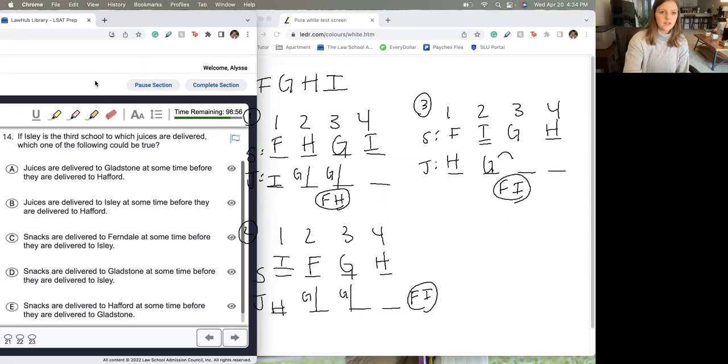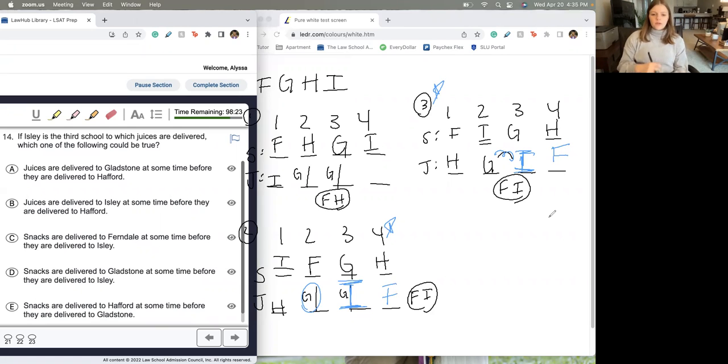Next one says, if I is the third school to which juices are delivered, which one of the following could be true? So first thing first, I'm going to figure out which worlds I can be delivered third for juice. That can happen in 2 and that can happen in 3. So I'm just going to put it in there. I is the third one. That means G is going to be in that spot. And what do we have left? F is going to go in that fourth spot.